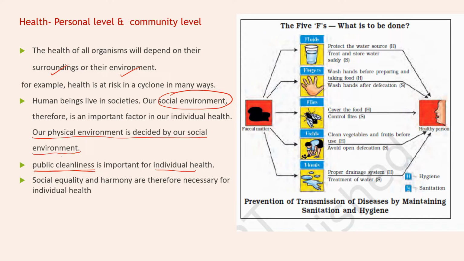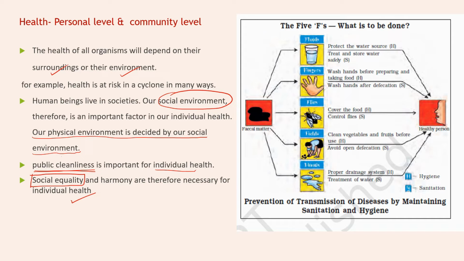Social equality and harmony are therefore necessary for individual health. Now, why are we talking about social equality? Because when there is social equality, we feel that we are a part of society and we are one of them. That's why equality and harmony are very important aspects of individual health and mental health. If the sense of belongingness is not there within the society, then it is definitely going to affect us mentally, and because of that, our health triangle will not work out.